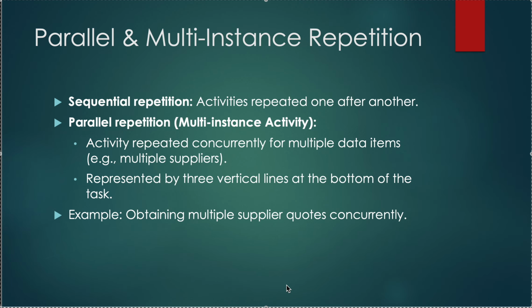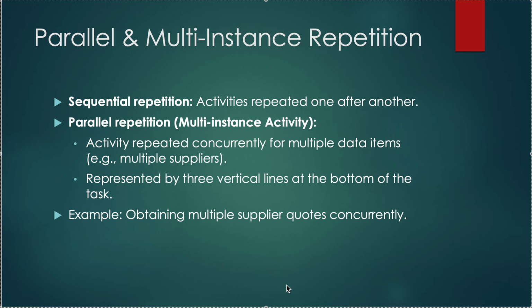Sometimes we need repetition not sequentially but in parallel. Think of requesting quotes from multiple suppliers. You don't want to repeat the task 5 times manually. Instead, BPMN gives us the multi instance activity shown by three small vertical lines at the bottom of a task box. This means the same activity runs multiple times, either sequentially or simultaneously, depending on the context.